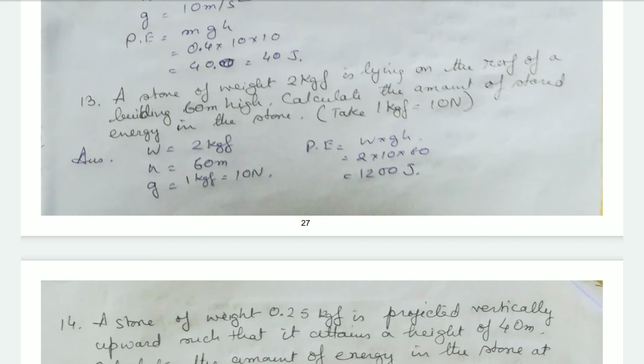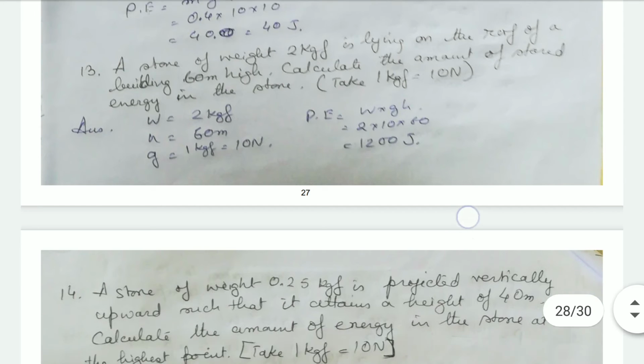A stone of weight 2 kgf is lying on the roof of a building 60 meter height. Calculate the amount of energy stored in the stone. 1 kgf is equal to 10 Newton. So again, we put all the values in the formula, we get 1200 joule.